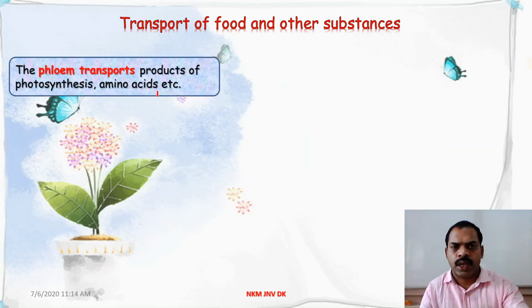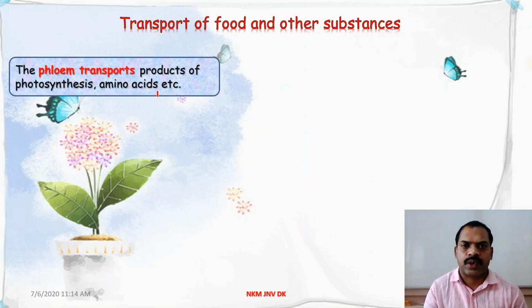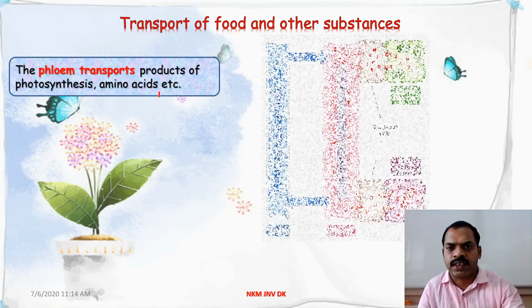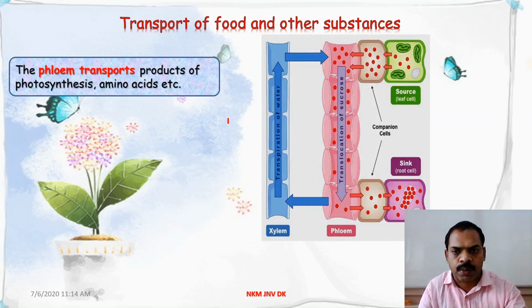Now let us see about food transport. So what is the food formed by the plants? The photosynthetic product, that is glucose, as well as other amino acids and plant hormones. All these have to be transported, and that is done by phloem, another conductive tissue. We have discussed the transport of water by xylem. Now let us discuss the transport of material by phloem.